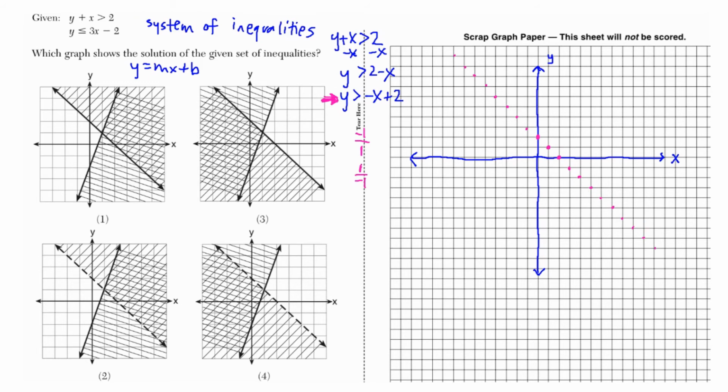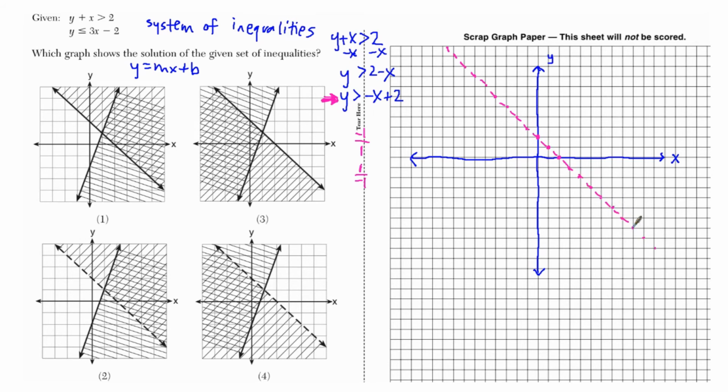So what we actually do is we draw a dotted line or a dashed line to represent that the points on this boundary line are not included in the solution set of this single inequality. So we'll just graph little dashes here. Like this.